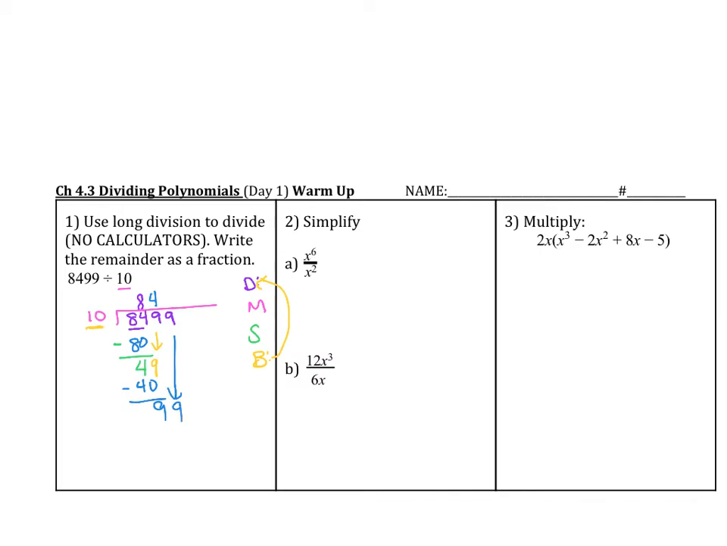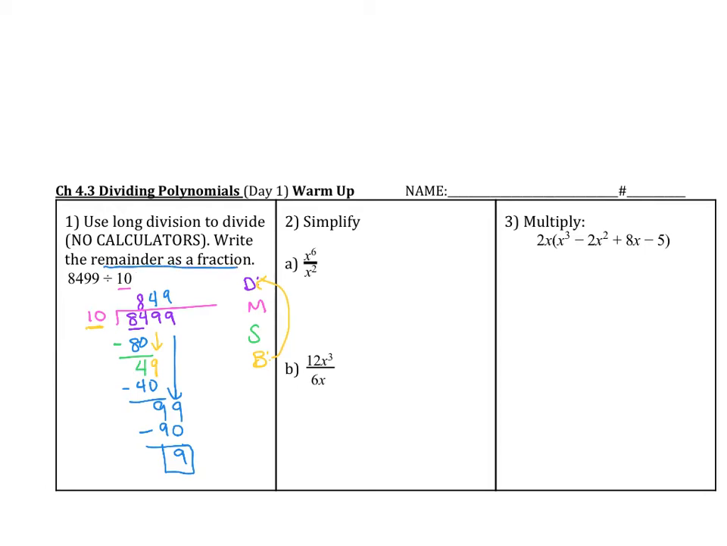Then we repeat. 10 goes into 99 9 times. 10 times 9 is 90. We subtract. Then we're left with 9. So there's no more numbers to bring down, and so we're done. This is our remainder. And I wanted you to write the remainder as a fraction.